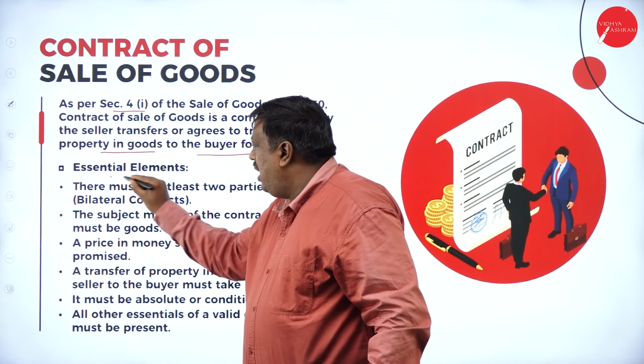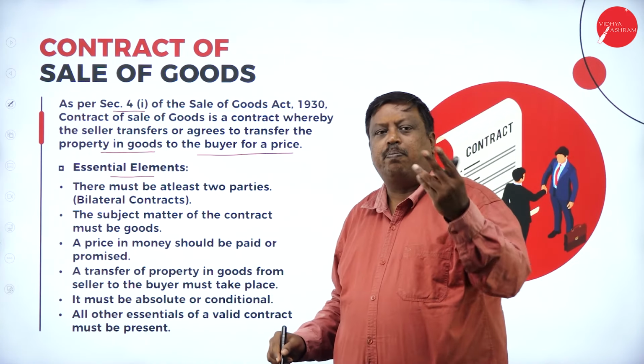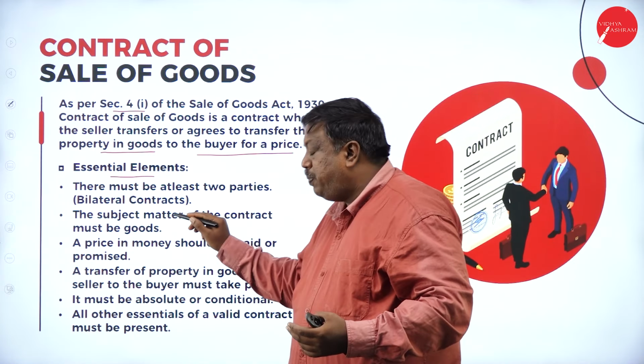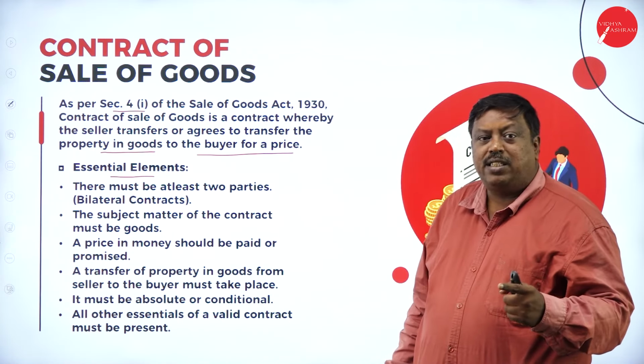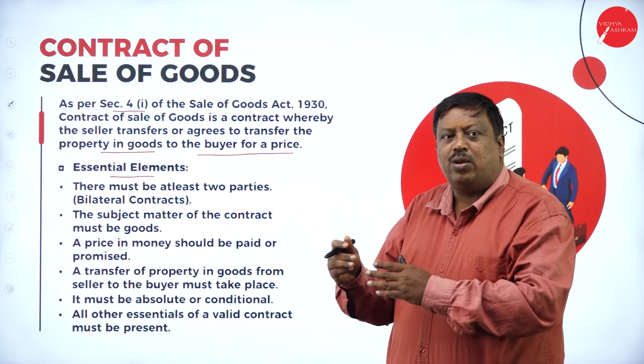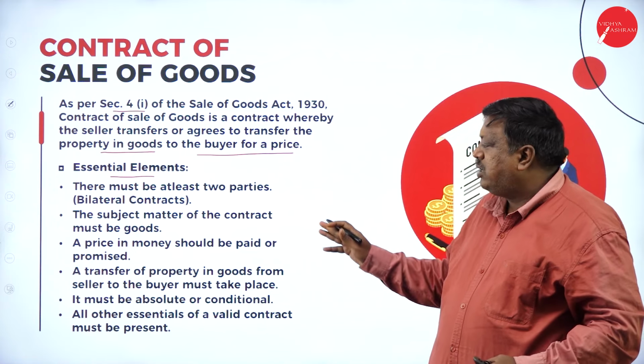What are the essential elements? There must be two parties, the buyer and the seller. The subject matter of the contract must be goods. Here, the subject matter means the sale of goods should be only goods. Anything other than goods will not be considered under this concept.